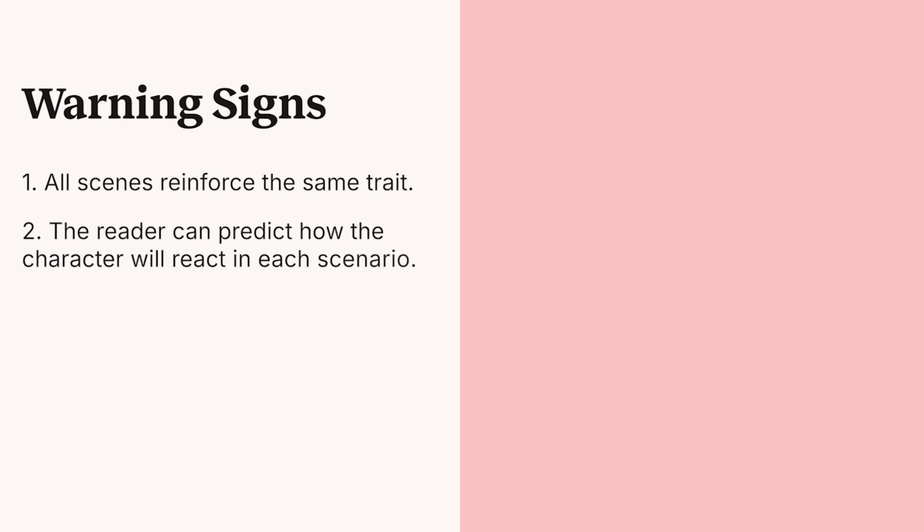Here are some warning signs you might have done this. Flip through your scenes and highlight your character's moments. If they all reinforce the same one trait, strength or sass or sex appeal or shyness or something else, you have likely flattened your character. If a reader can predict how the female character will respond in every single situation, she is probably underdeveloped. But if you've made this mistake, don't worry, here is how to fix it.